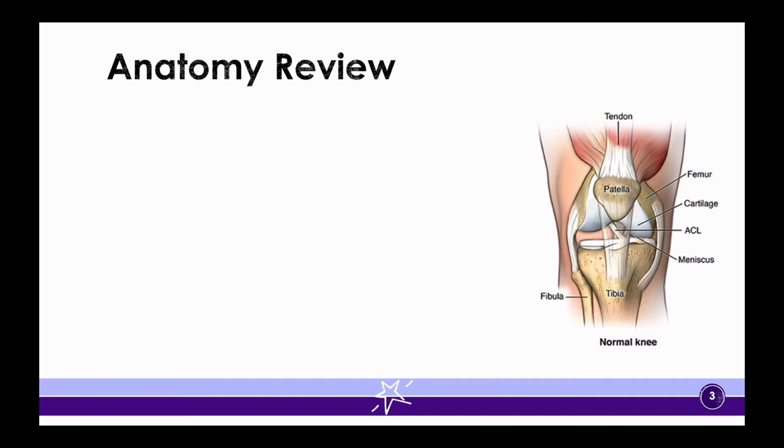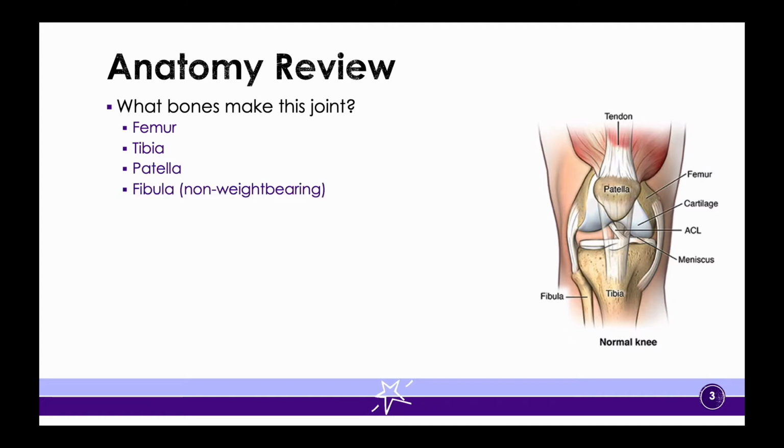So let's take a look at our anatomy review. As far as the bones that make up the joint, we have the femur, which is coming down in the thigh region. We also have the tibia, and on top of that, we have the patella and the fibula. It's interesting that the fibula is not a weight-bearing bone. Although it makes up the knee in general, because some ligaments attach onto it, it does not actually bear the weight of the leg or of the body at all. And of course we have the patella, as you can see, located here. That makes up the knee joint as well.